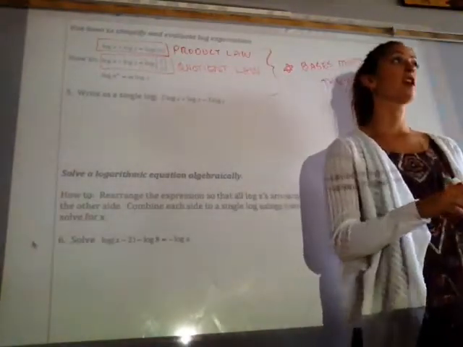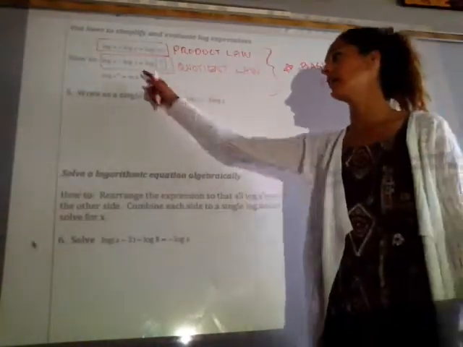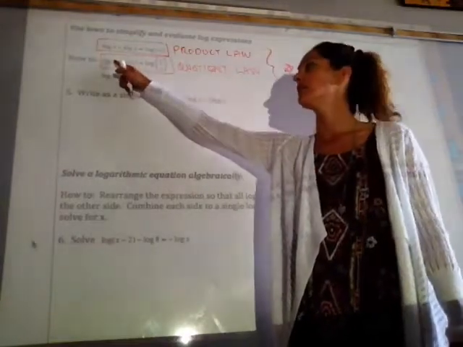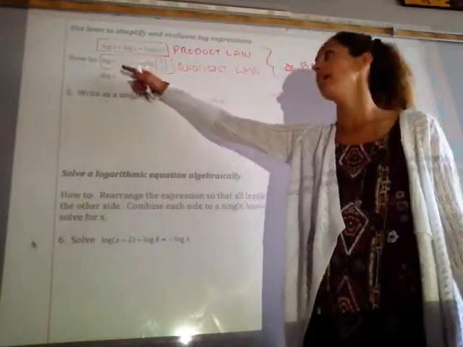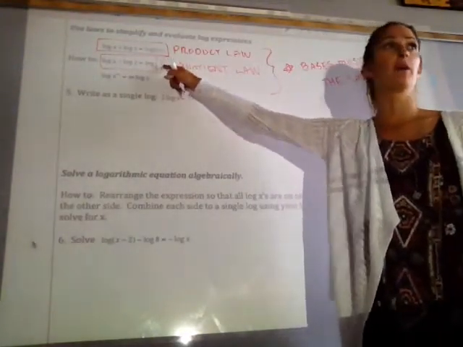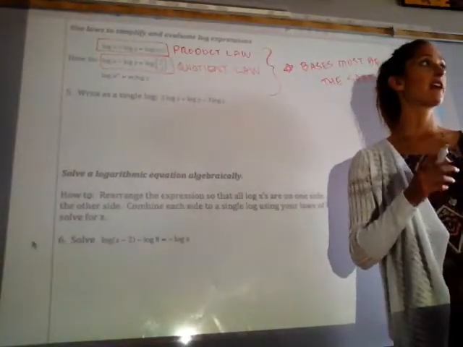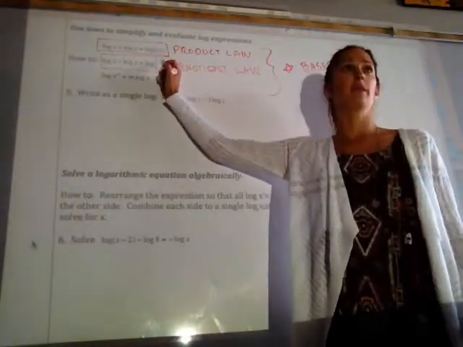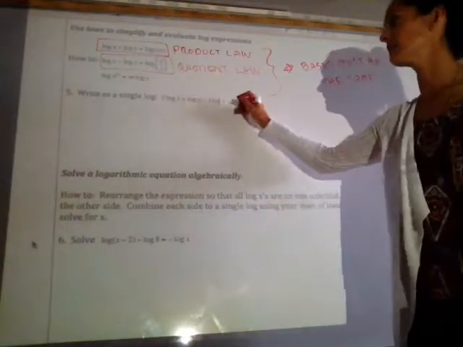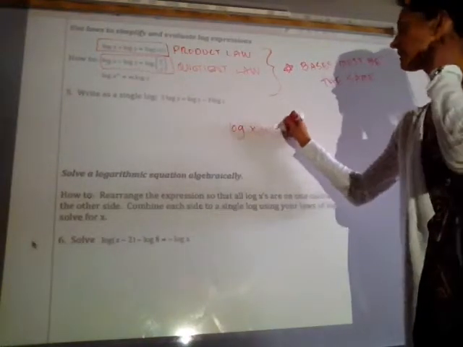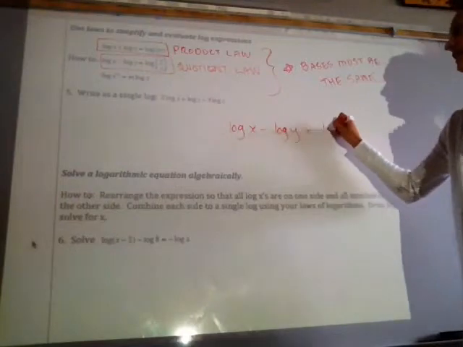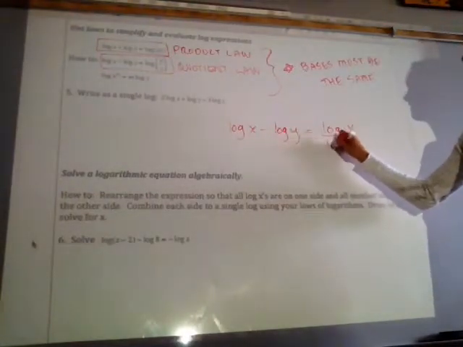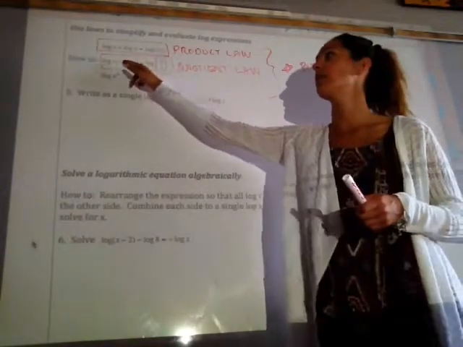If you have logs with the same base, but rather than adding, we're subtracting, then you can divide the arguments. x, y becomes x divided by y. Please make sure you guys are careful with this. It's one logarithm on the right-hand side. I've seen many times people write out log x minus log y as this, log x divided by log y. That is so wrong. Okay? So please make sure you're careful. It's one logarithm. The arguments go into one set of brackets.